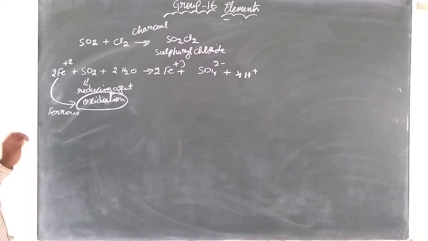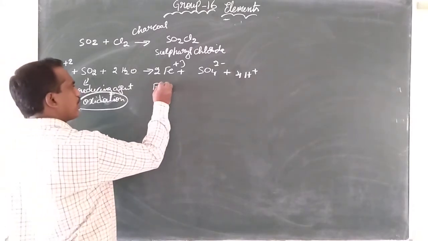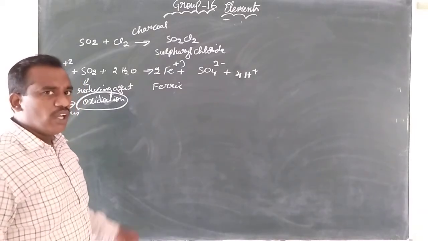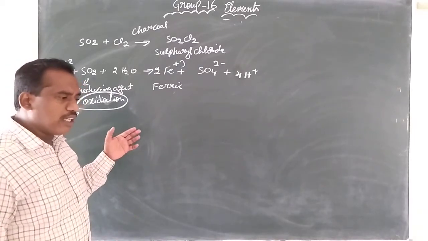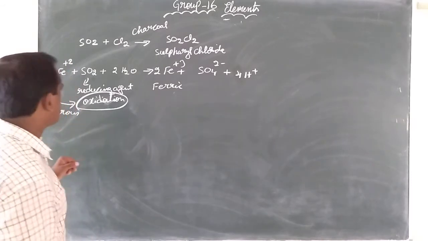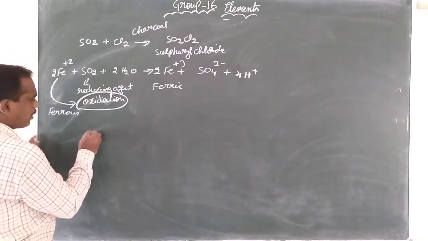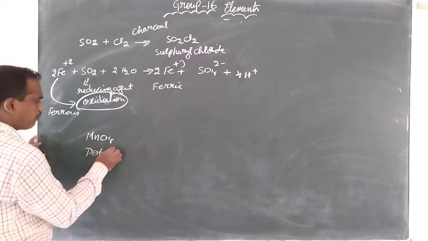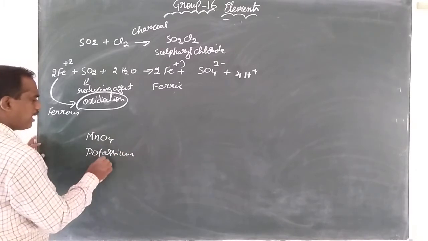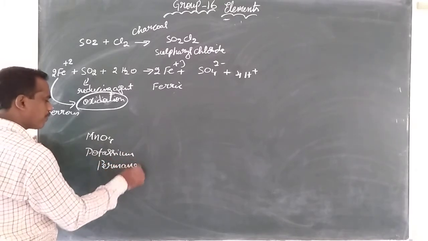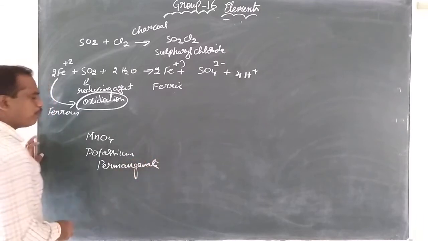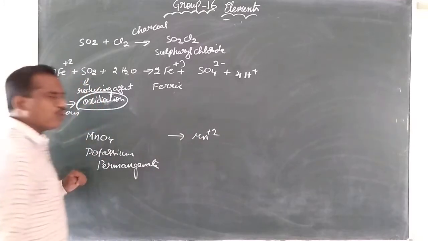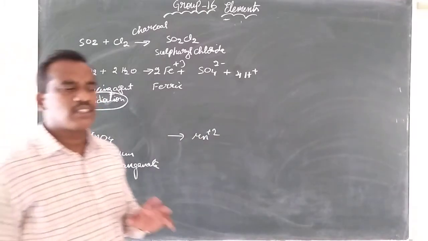Not only this, it oxidizes ferrous to ferric. In other MCQs also they will ask which metal will be oxidized by sulfur dioxide. We have seen in this case ferrous is converted to ferric. We know potassium permanganate, the permanganate ion from the +7 oxidation state is reduced to the +2 oxidation state. Once you see the reactions in the textbook.